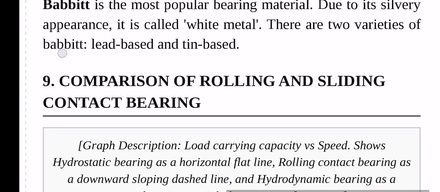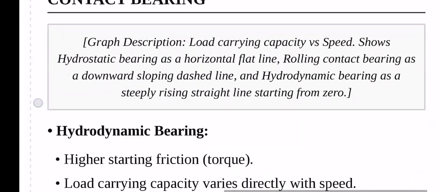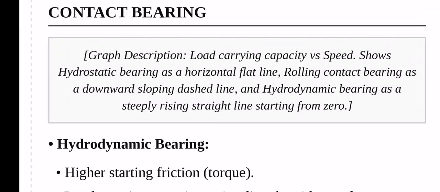Comparison of rolling and sliding contact bearing. Description: load carrying capacity versus speed. The hydrostatic bearing is a horizontal flat line, the rolling contact bearing is a downward sloping dashed line, and the hydrodynamic bearing is a steep rising straight line starting from zero.